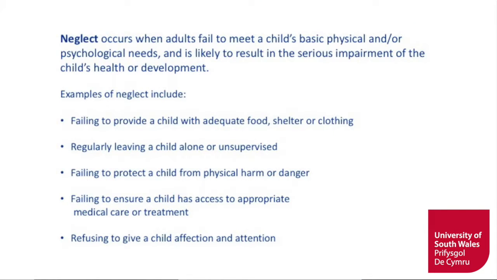So, neglect. Neglect occurs when adults fail to meet a child's basic physical or psychological needs and is likely to result in a serious impairment of that child's health or development. Examples of neglect could include failing to provide a child with adequate food, shelter or clothing, regularly leaving a child alone or unsupervised, failing to protect a child from physical harm or danger, failing to ensure a child has access to appropriate medical care or treatment, and refusing to give a child affection and attention.